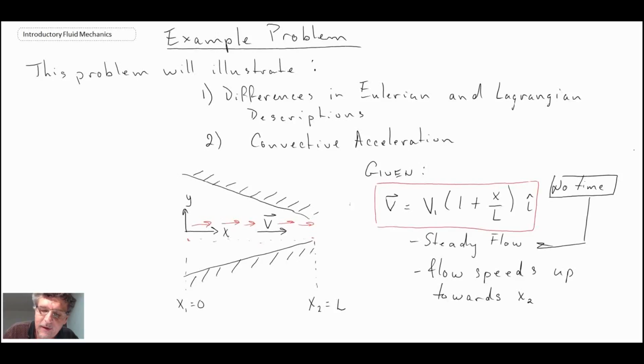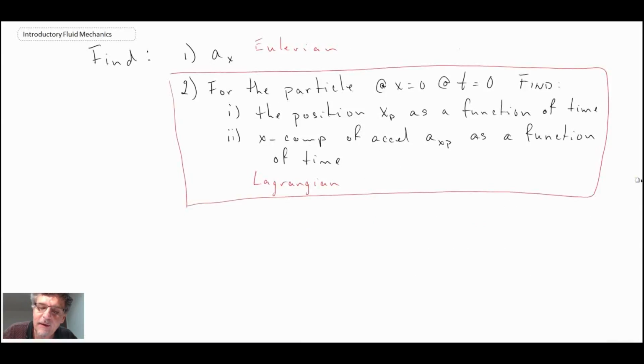We were given the velocity field here, and we did the first approach using the substantial or the material derivative to compute the acceleration. And the second part is to do this from the Lagrangian perspective. And so that's what we're going to do now in this part of the problem. So this is part 2 using the Lagrangian technique, where we follow a particle.